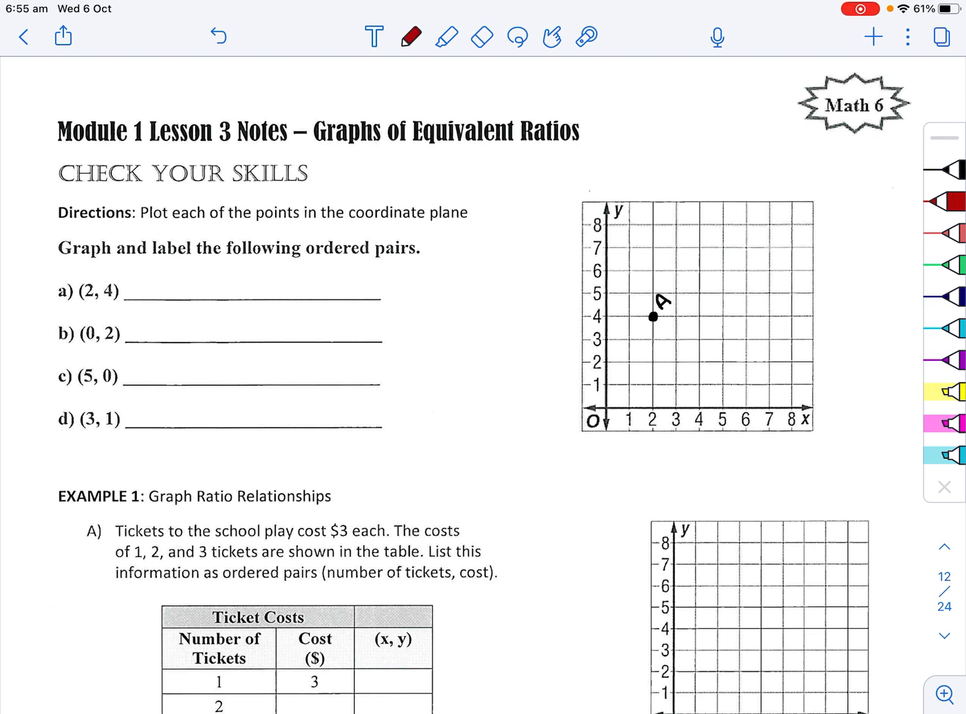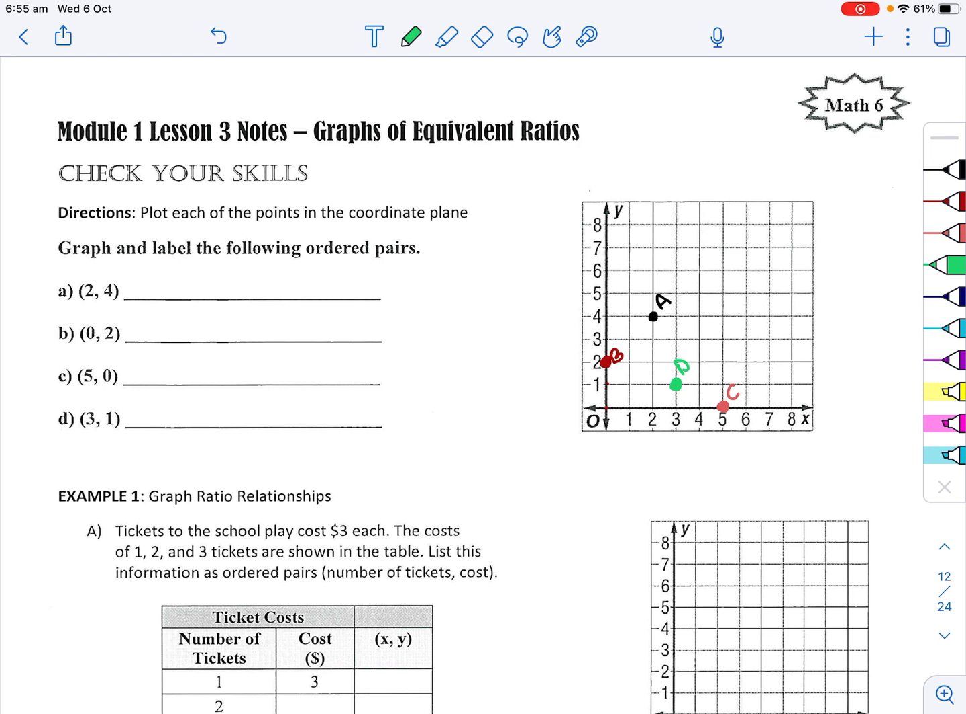For 0, 2, that means stay at 0 and then go up 2. So that is B. C means go to the right 5, 1, 2, 3, 4, 5, and then stay at 0. So that's C. And then D is over to 3 and up to 1.